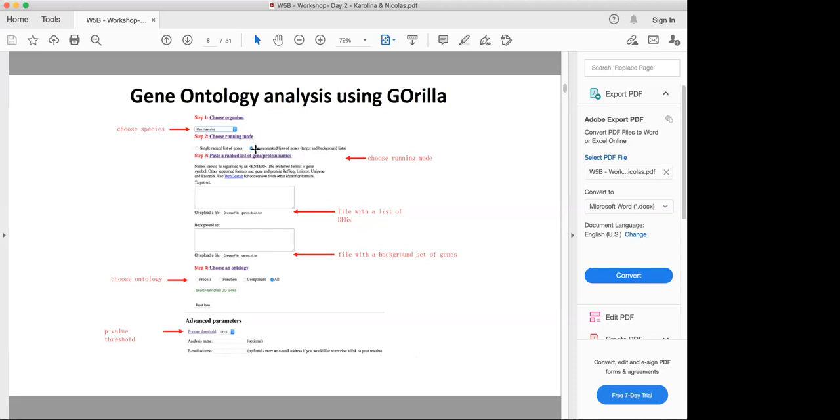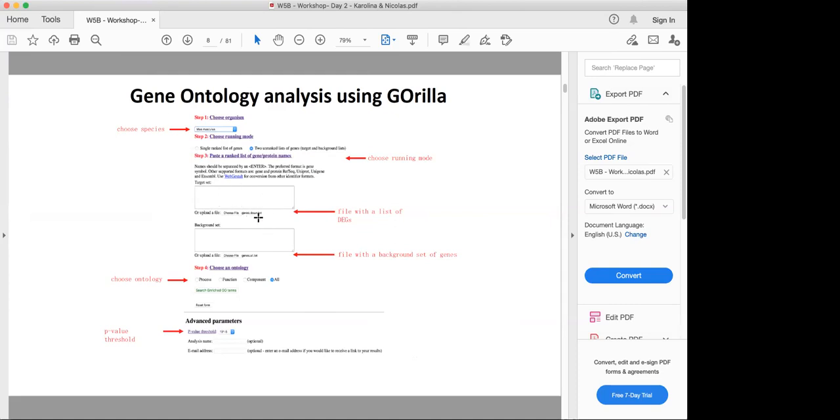For the second step, choose running mode. We have to mark unranked list of genes, because we will always be putting target genes and the background list. In step three, you have to paste a list of the gene protein names. So in the upper part, for the target set, I want you to upload, in the first run, for example, the list of the downregulated genes.